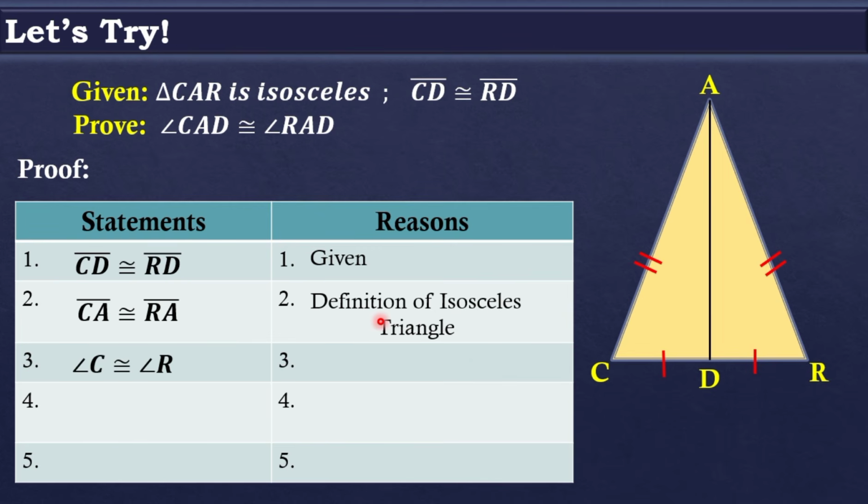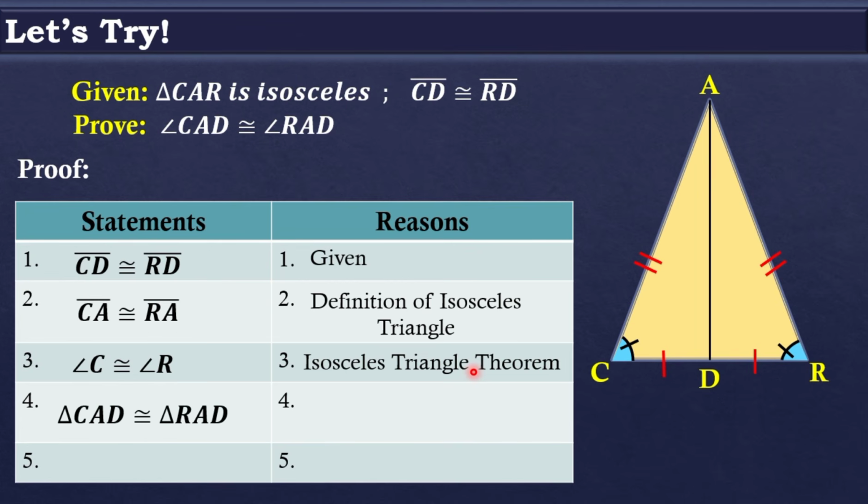Now, we have angle C is congruent to angle R. Why? Kasi po dito, sabi sa isosceles triangle theorem, kapag congruent tong dalawang sides na to, yung angle na opposite sa kanila ay congruent din. So, etong angle na to, si angle C, is congruent to angle R. So, that is by isosceles triangle theorem, yung diniscuss natin kanina.